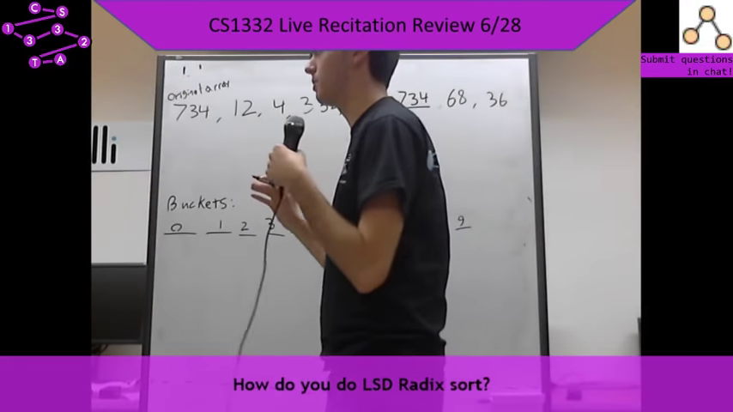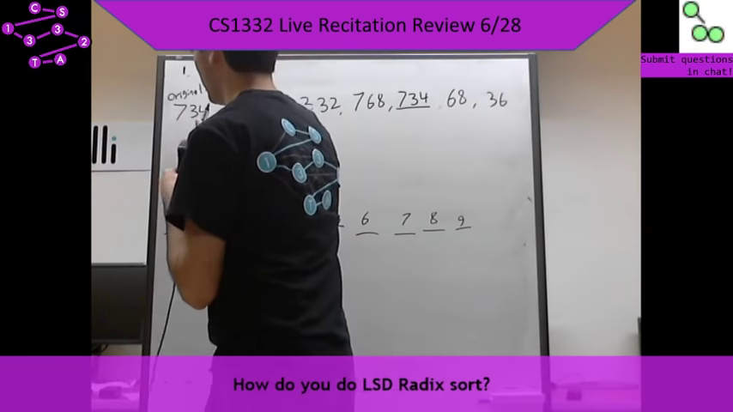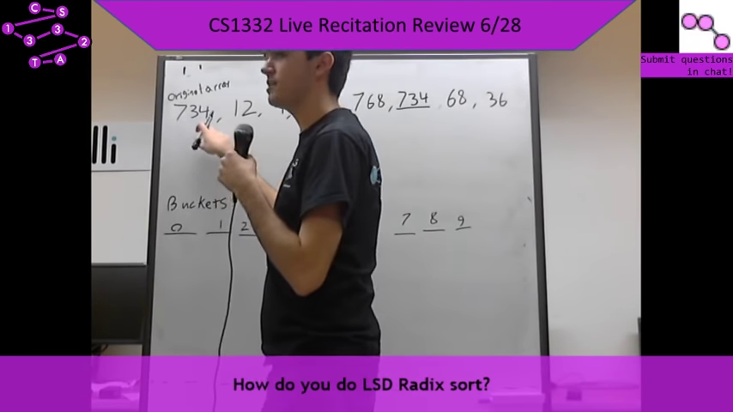It only works for integer numbers. So the first thing we're going to do is sort by our least significant digit, which is the ones place. Then we're going to sort by the next least significant digit.